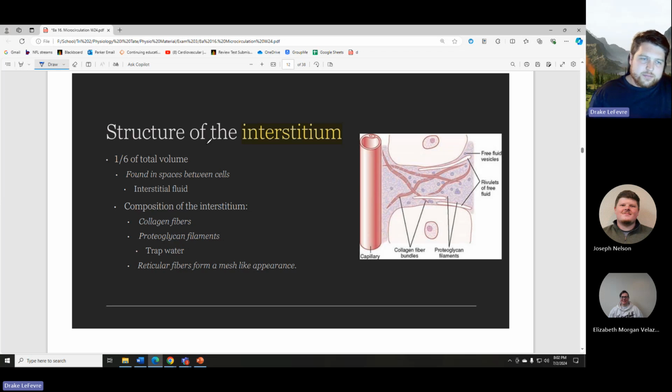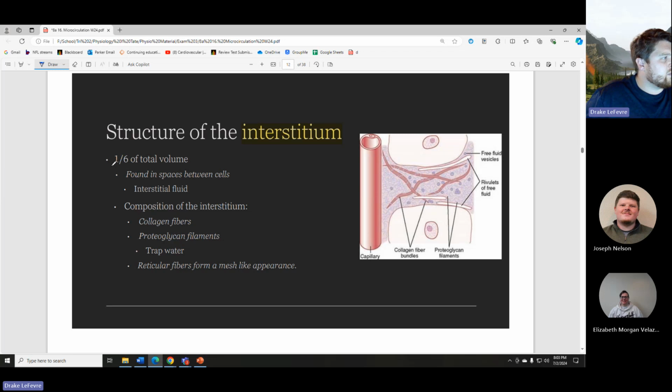This is kind of where that comes from: in between all of our cells, there's a little bit of space. A good chunk of our cells, with the tissue and the fats and everything on our structure, there's this space we call the interstitium. Within that space, we have free fluid, free fluid vesicles, and all of this collagen and proteoglycan filaments, whose job is essentially to hold everything together. But within this space as well, we have fluid, and that's where we're going to get transfer of materials.